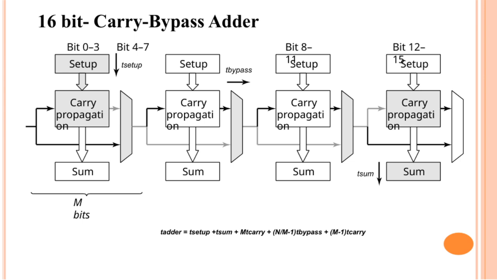The bypass logic helps speed up the carry propagation between blocks, allowing the carry to skip over entire blocks if possible, reducing the delay. This bypass time is denoted as t_bypass. To calculate the total delay of the adder, we sum these components: the setup time, the sum computation time, the carry propagation delay through m bits, the bypass delay times the number of blocks minus 1, and finally, the carry propagation time within each block minus 1 bit. Understanding this formula and the breakdown of delays helps optimize the design of the carry bypass adder to achieve faster addition speeds by balancing block sizes and bypass logic efficiency.